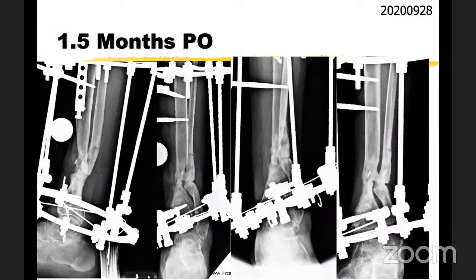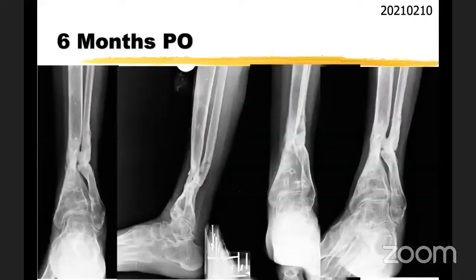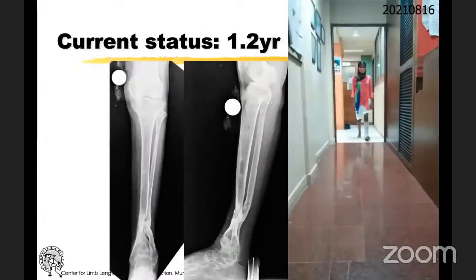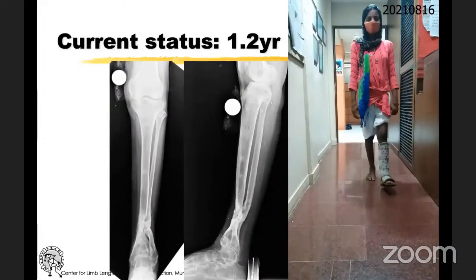This is 1.5 months post-op after bone grafting. At 2.5 months post-op, it shows nice healing going on anteriorly. 6 months post-op. This is the current status of the patient, 1.2 years post-op.